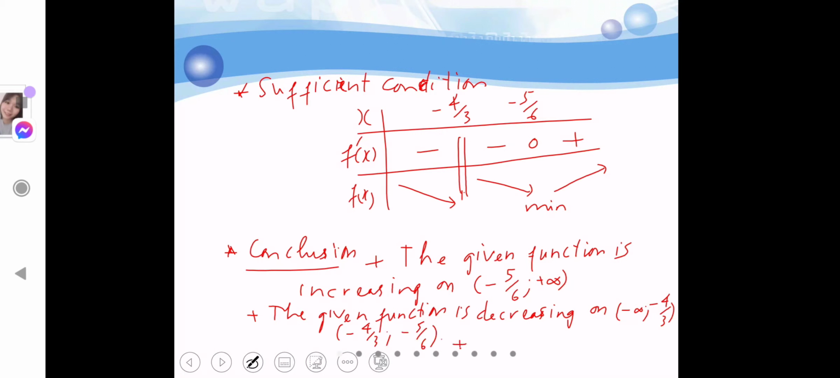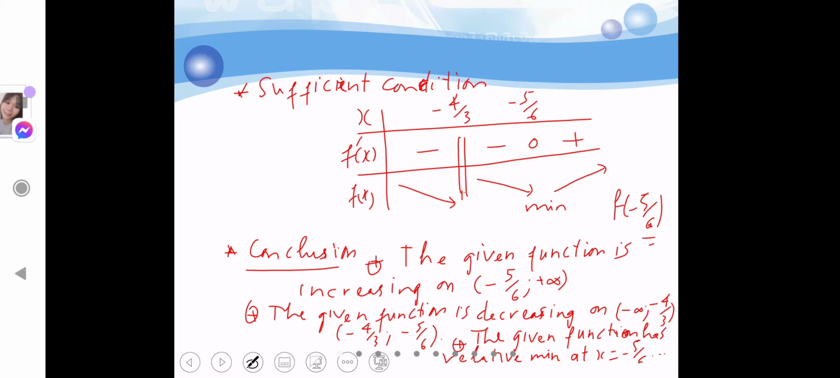Okay, and the third conclusion, the given function has a relative minimum at x equal minus 5 over 6, and its minimum value equal f of minus 5 over 6, and you evaluate this number. Okay, there it is.